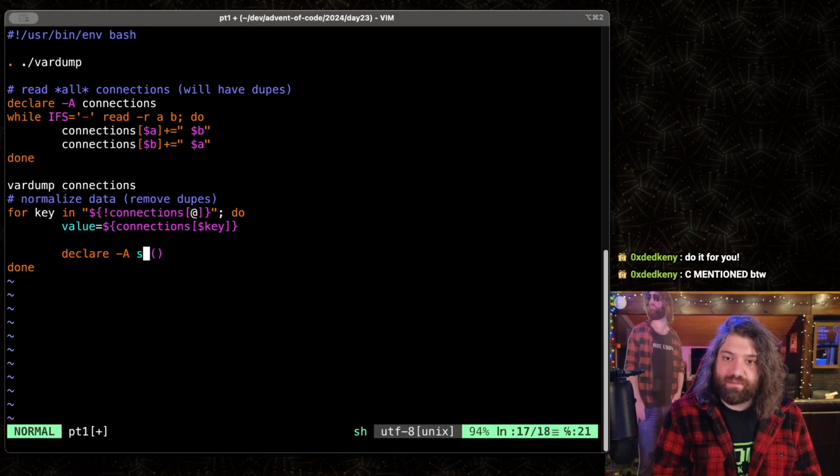Just call it, oh, I love C. C is probably one of my favorite languages easily. It's always Bash, C, and Rust for me.